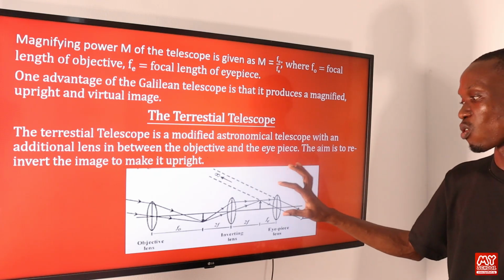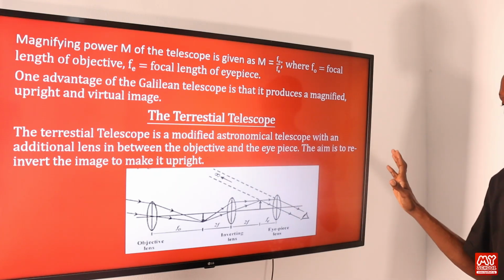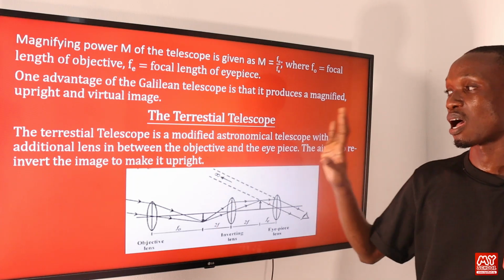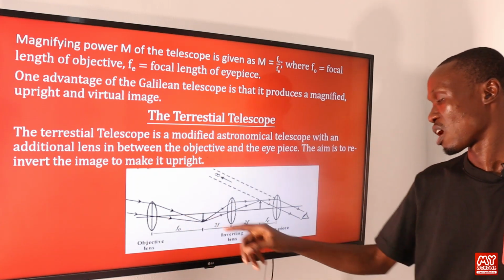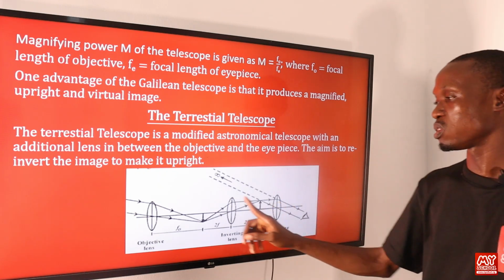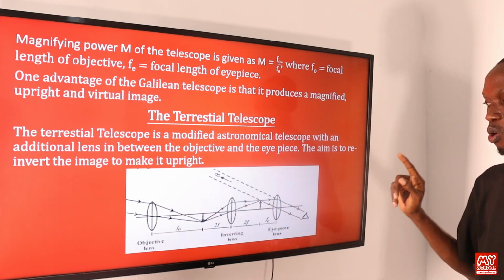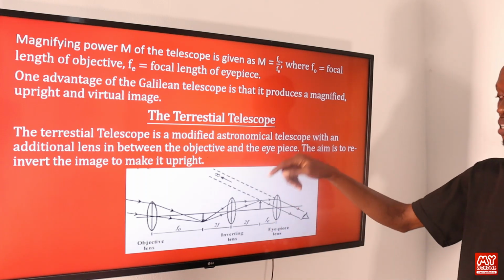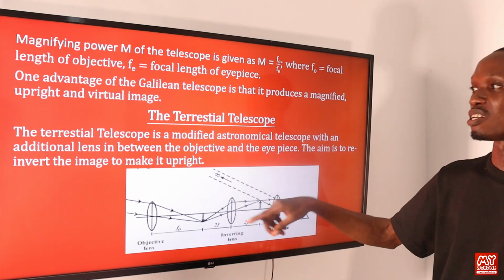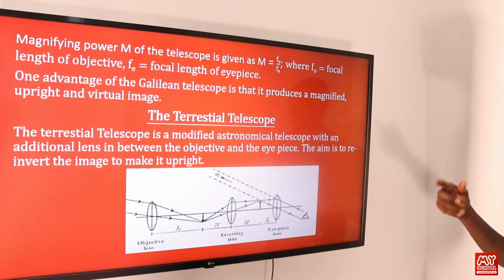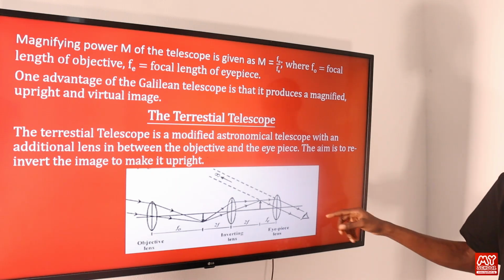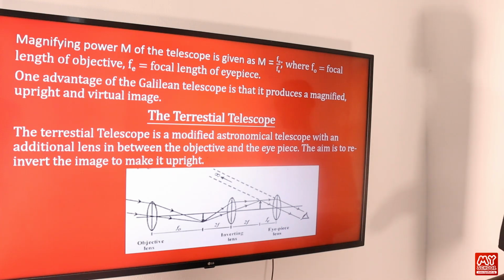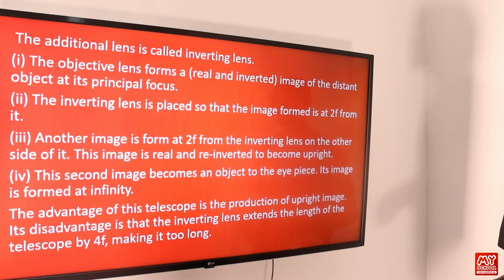So this telescope actually consists of 3 lenses, and the 3 lenses are converging lenses. We have the objective and the eyepiece, but in between them is another lens called the inverting lens. The essence of this inverting lens is so that it can invert the image produced by this telescope to make it upright. Let's move to the next slide. Now, the additional lens is called the inverting lens.